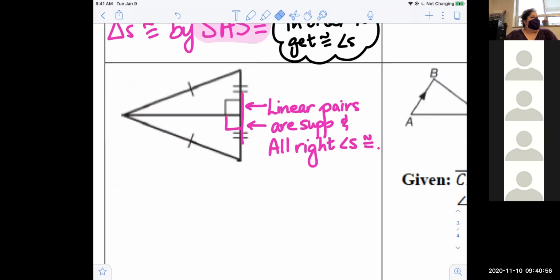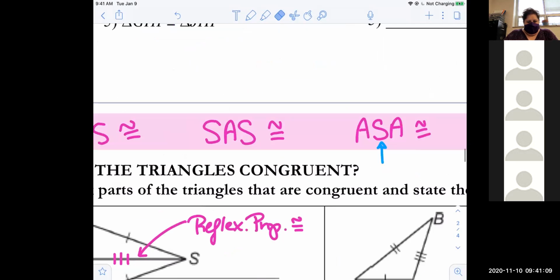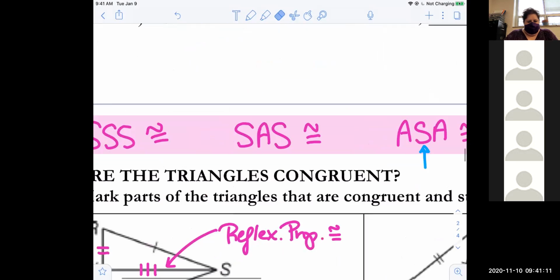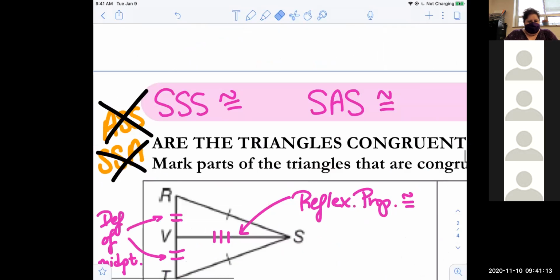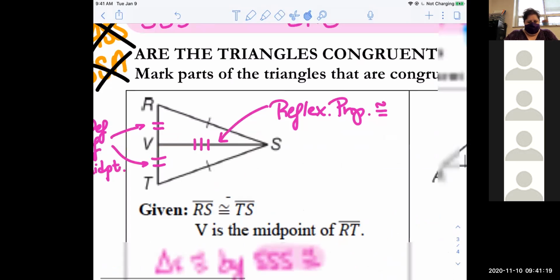Okay, so from what we have marked right now, do we have enough to say the triangles are congruent? So we have two sides and an angle. Two sides and an angle. So one option is two sides and an angle is side angle side. If it happens to be angle side side or side side angle, it's not going to work. So do we have two sides and a pair of included angles?